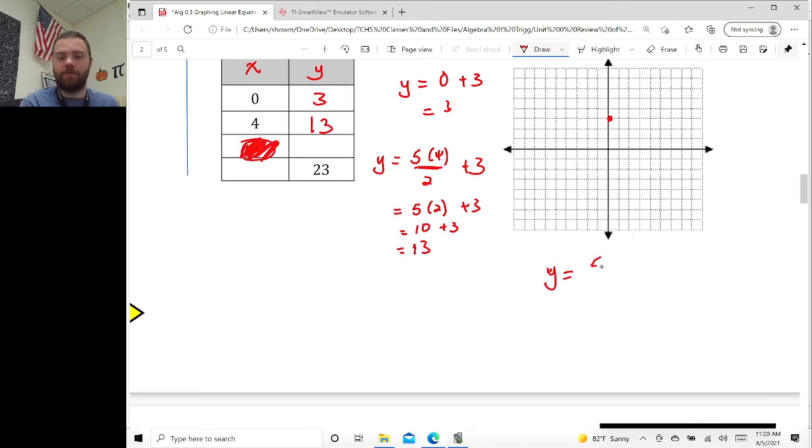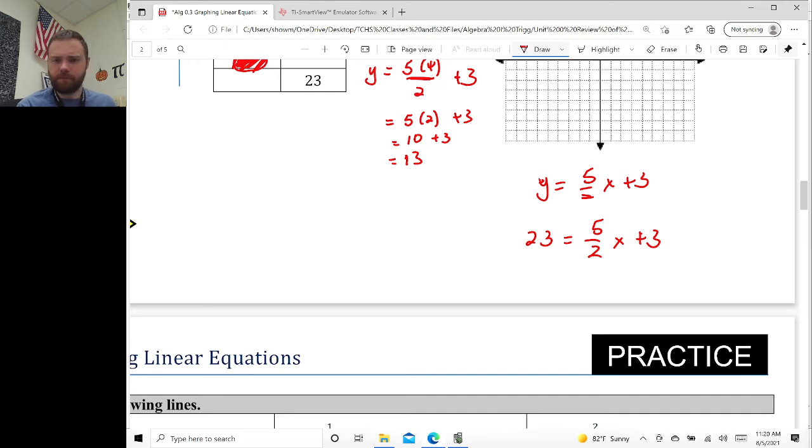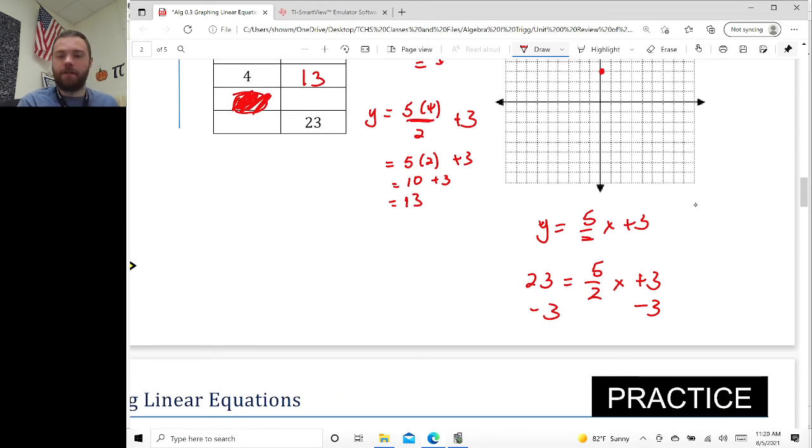y equals 5 over 2x plus 3. And instead of y there, I'm going to have 23 in its place. So I've got 5 over 2x plus 3 equals 23. What I want to do is get rid of this plus 3 first. So I'm going to subtract 3, and I get 5 over 2x is equal to 20.